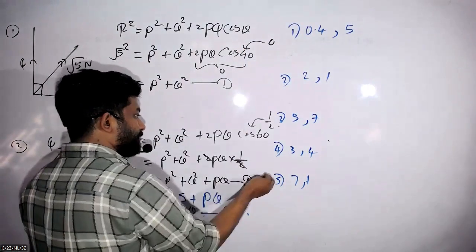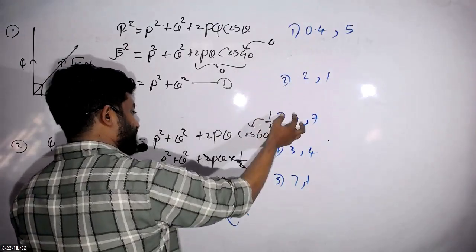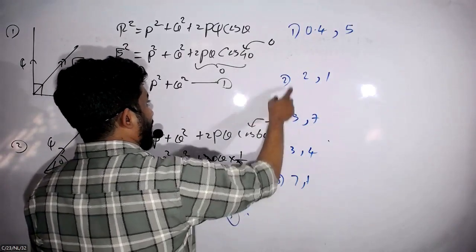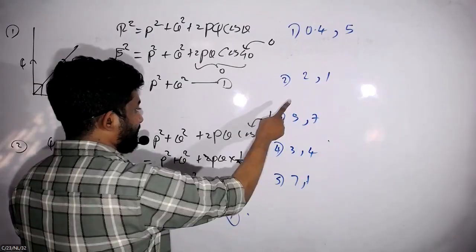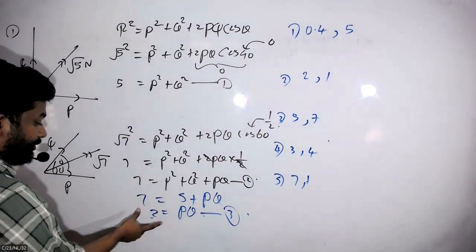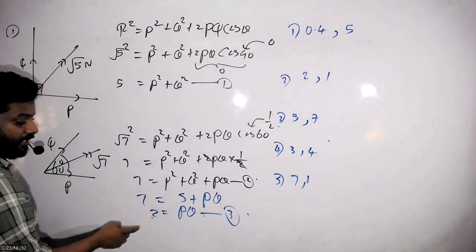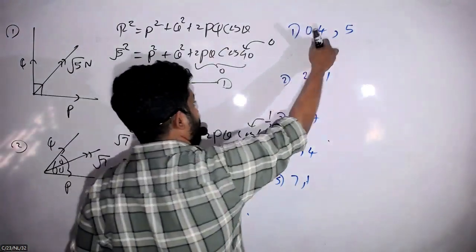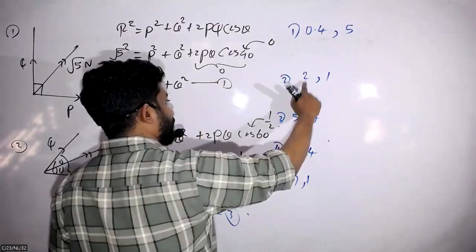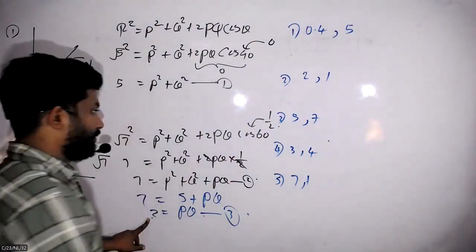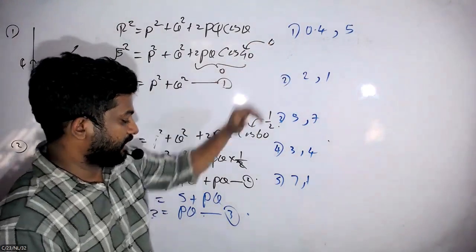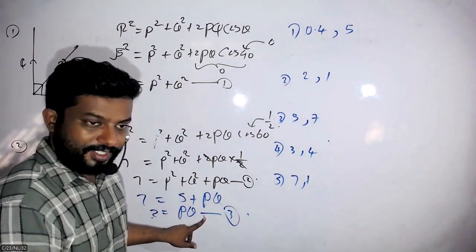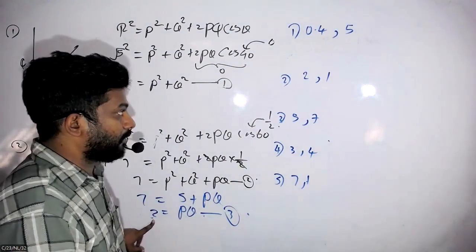These are the answers, no? While you are observing these answers, you can observe that the first and second answers can satisfy this condition. Why? P into Q should be equal to 2, no? 0.4 into 5 is equal to 2. 2 into 1 is equal to 2. Therefore, these two answers can satisfy the second condition, PQ is equal to 2.